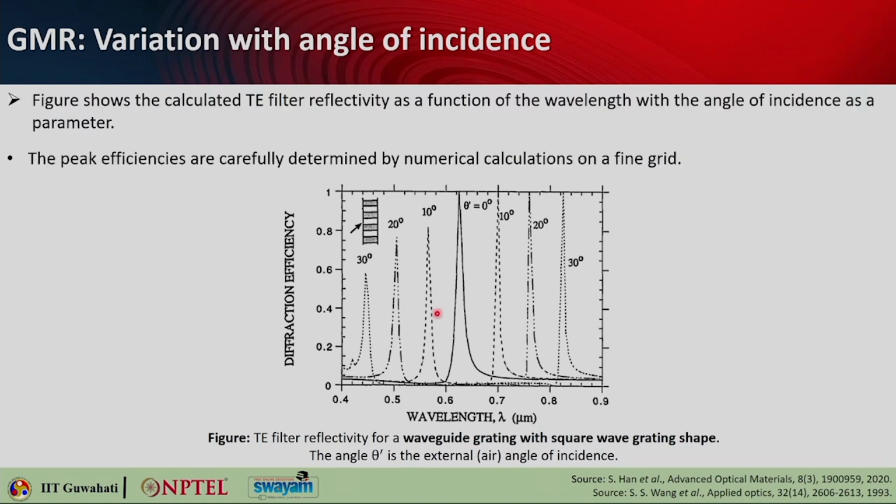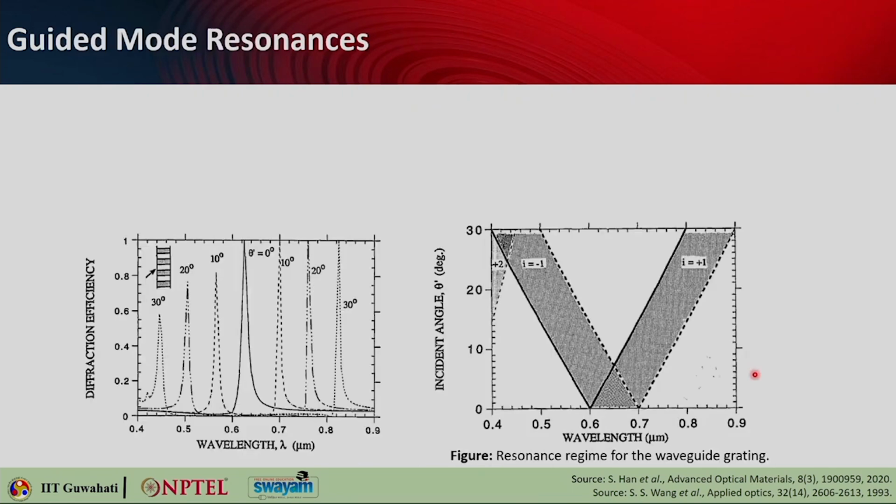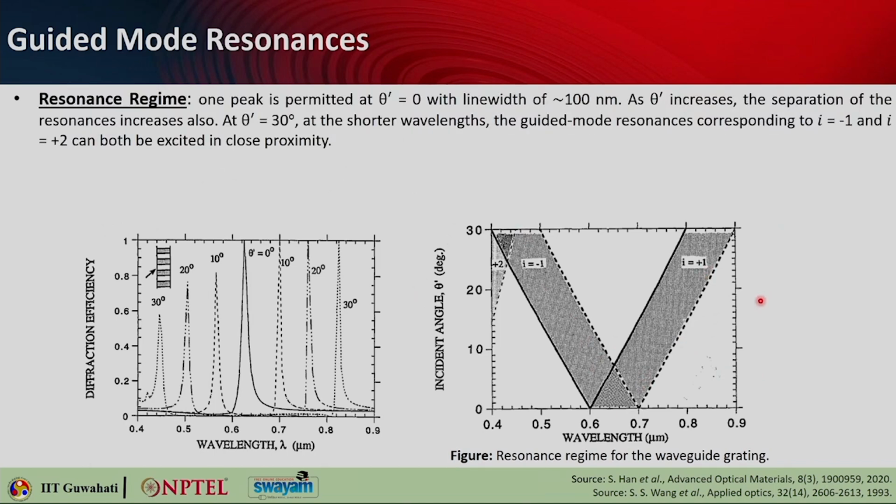Okay. This particular figure shows the calculated TE filter reflectivity as a function of wavelength with different incident angles. So, you have theta equals 0, plus 10, minus 10, plus 20, minus 20, plus 30, minus 30 and so on. The peak efficiencies are all dependent on the incident angle as well. Here are the parameters which are used for calculating this, and for this particular case you have also obtained the resonance regime, as we have seen.